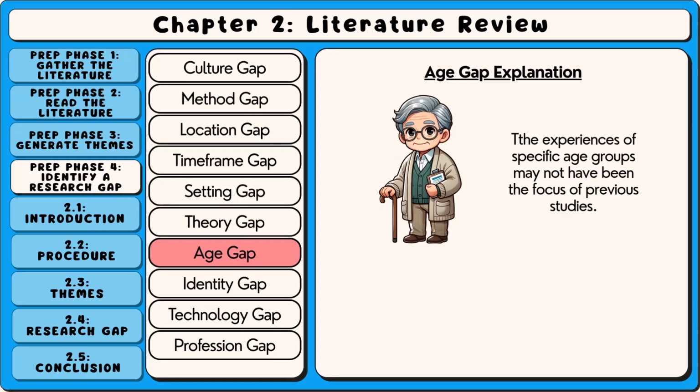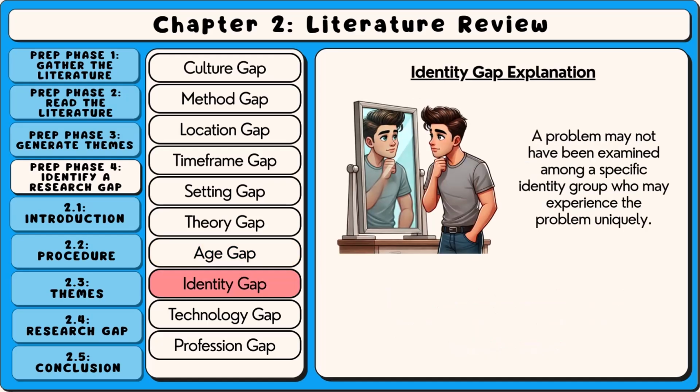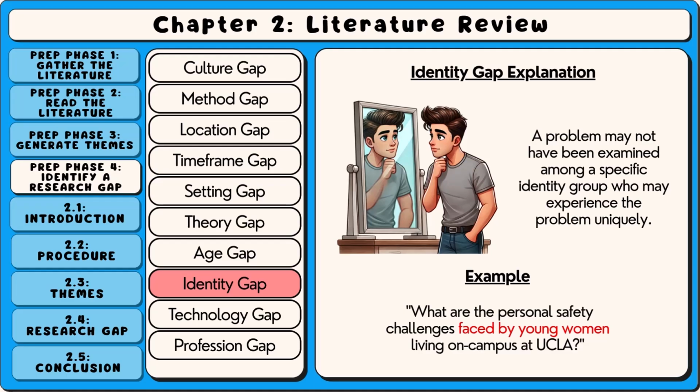Next, the age gap refers to studying the experiences of specific age groups that may not have been the focus of previous studies. For example, how do people between the ages of 30 and 35 perceive intergenerational injustice in the context of declining standards of living? Next, the identity gap refers to exploring a problem from the perspective of a specific identity group that may not have been examined before. For example, what are the personal safety challenges faced by young women living on campus at UCLA?